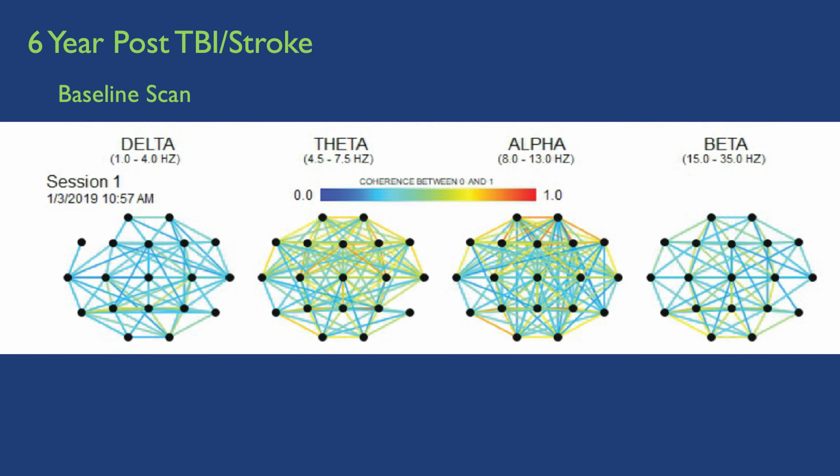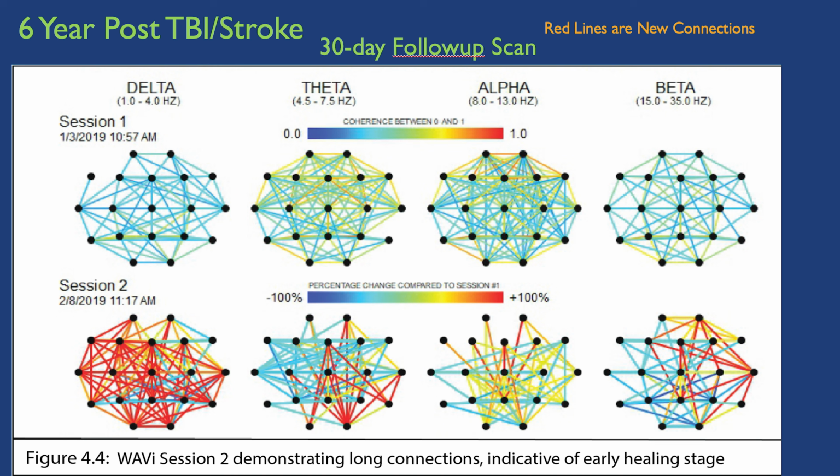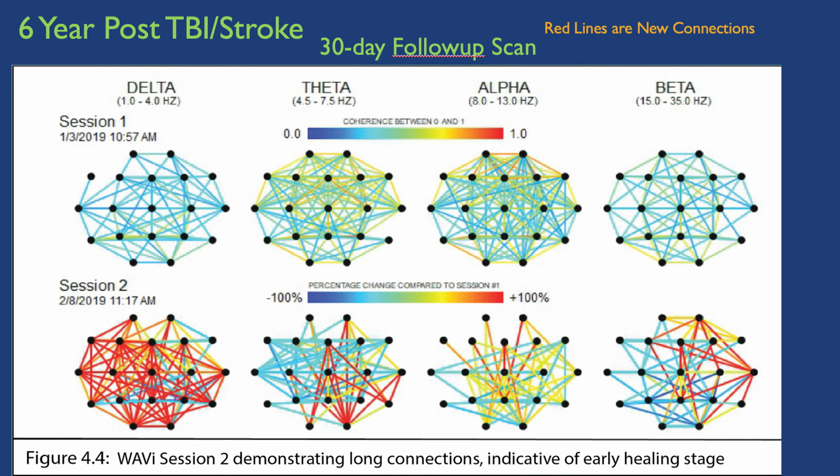So I made a deal with him. We started him on my protocol, and we did a second WAVi. And I already told you, the red lines are 100% changed from baseline. So that means those are new connections. So look at the delta. That's just completely effusive with that. That's great. Now we've got new connections coming from the posterior area of the coup all the way across toward the front of the brain.